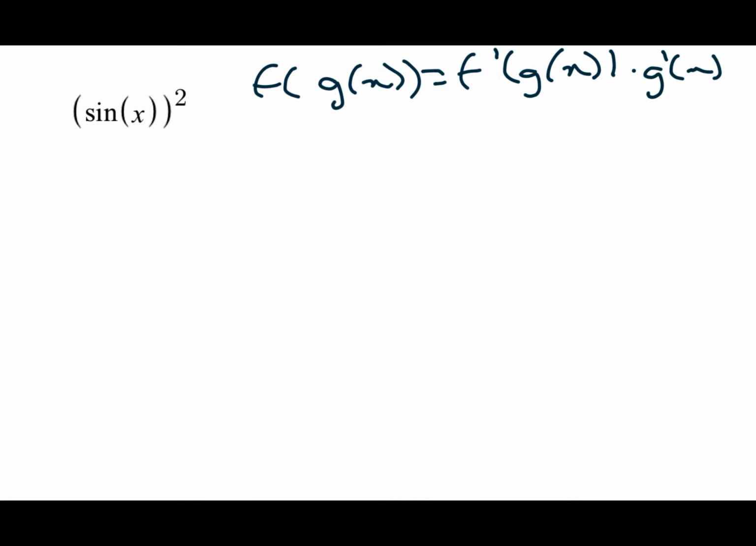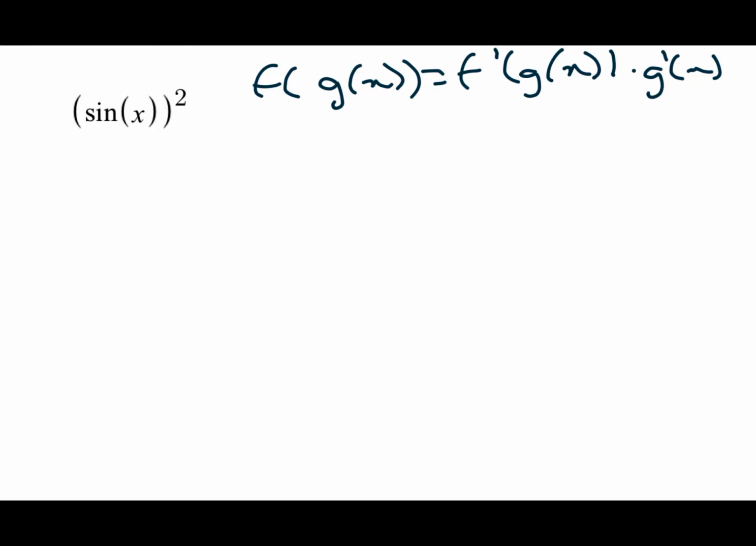So the chain rule states that for f of g of x, right? That means when there's one function inside another function, the derivative would be equal to f prime of g of x times g prime of x, right? So let's first figure out what f of x and g of x are in this equation right here.